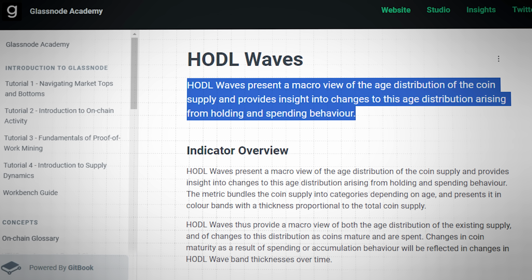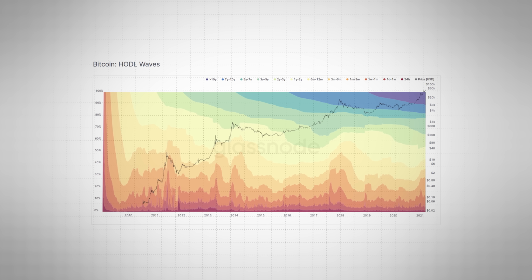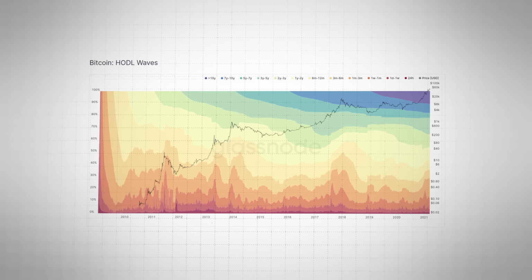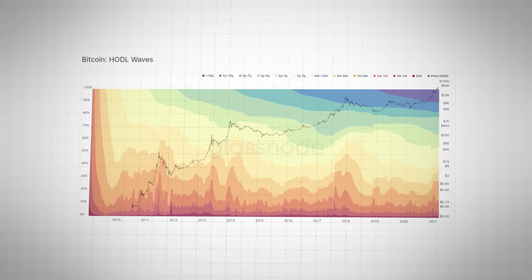Glassnode Academy explains this in great detail, but for our purposes, I'll keep it concise. Hodl waves show three types of coins: lost or ancient coins, which are over 5 years old, coins between 1 and 5 years old, and young coins, which are generally less than 6 months old. Now, we know from past precedent that there is a very low chance that coins dated over 5 years will re-enter the market. That's why they're classed as lost or ancient.